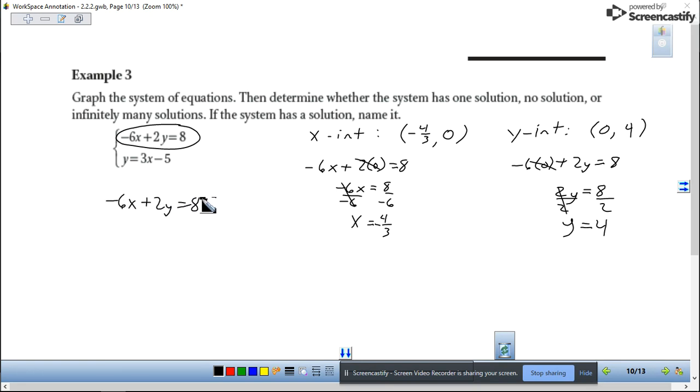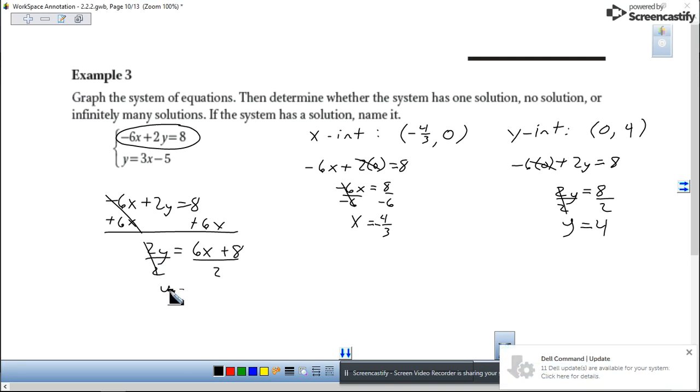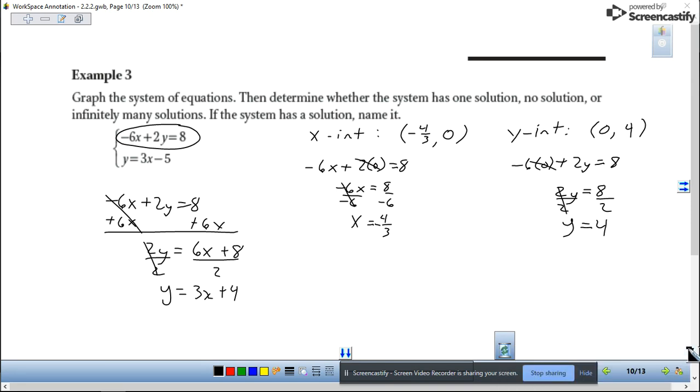or negative 6x plus 2y equals 8. Again, you don't have to do both of these now. It's just whichever one you prefer to do. So plus 6x. So we got 2y equals 6x plus 8, right? And if it works out nicely here, you may want to go with this option. So that's going to be 3x plus 4. Much nicer in terms of trying to graph it, okay?